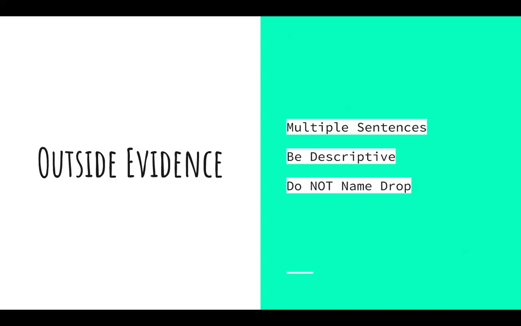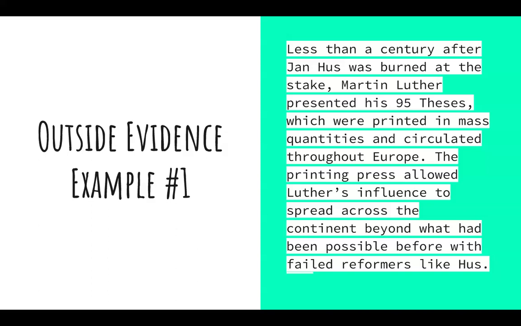So not just Machiavelli wrote The Prince or Martin Luther wrote the 95 Theses, but how did that matter? For Martin Luther, the 95 Theses circulated through Europe due to the printing press. So how do I give a little bit more? Well, here are a couple examples. First, less than a century after Jan Hus was burned at the stake, Martin Luther presented his 95 Theses, which were printed in mass quantities and circulated throughout Europe. The printing press allowed Luther's influence to spread across the continent beyond what had been possible before with failed reformers like Hus.